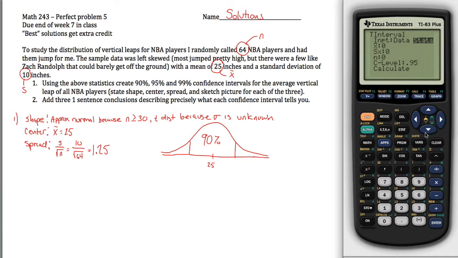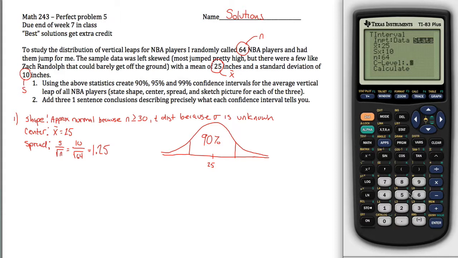Okay, it says, all right, well, what was X bar? X bar was given me in the problem as 25, right here. It says, what was S? Note that it's asking for S, not sigma, because it's a T interval. S was given to me in the problem as 10. Note, we don't want S over root n here. We tell it S, and we tell it n, and it figures out S over root n. So really what it's using is S over root n, but we don't calculate that. Let the calculator do it for you.